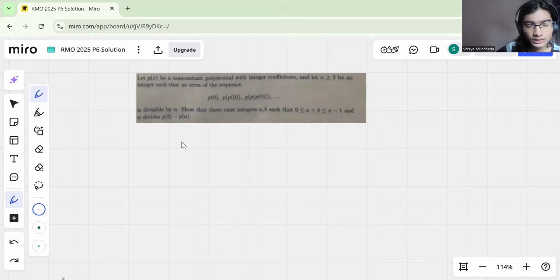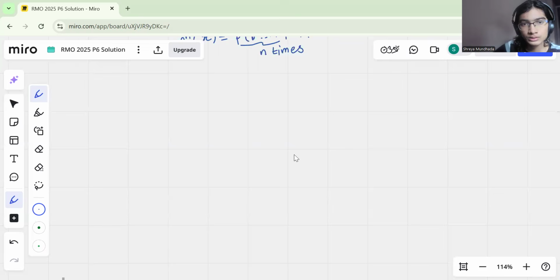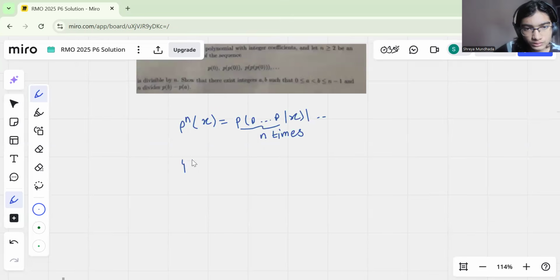Okay, so first, this notation like p of 0 and writing p a lot of times is annoying. So first of all, let's just say p to the n of x is the polynomial which is p of x applied n times. So p to the 1 of x is equal to p of x itself, and so on.